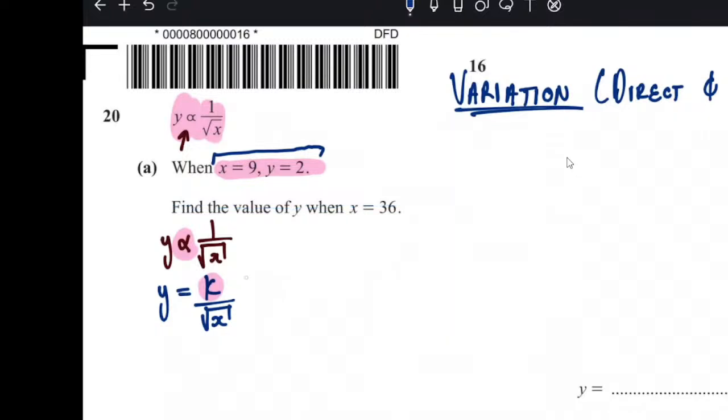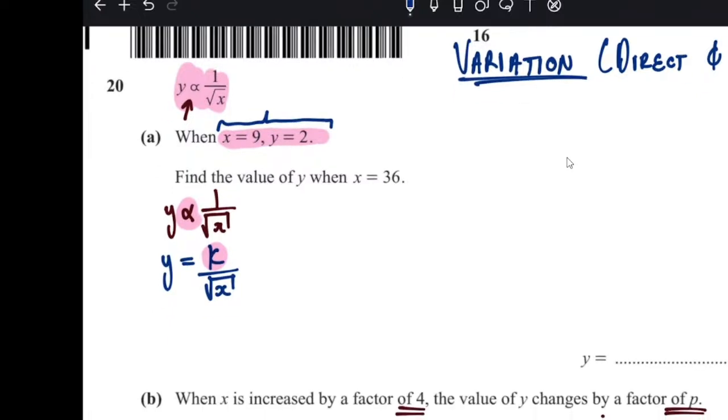You have to remove the K. You've got to remove the K so that you can be able to solve this one. So we remove the K using these ones they give us. They gave us x, they gave us y. What is y? 2 is equal to k over, what is x? Root of x is 9.